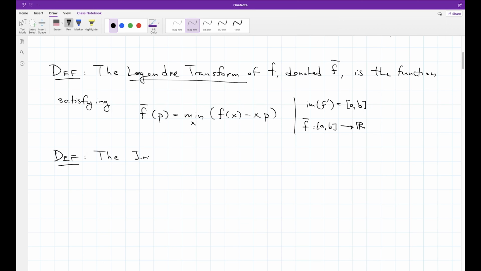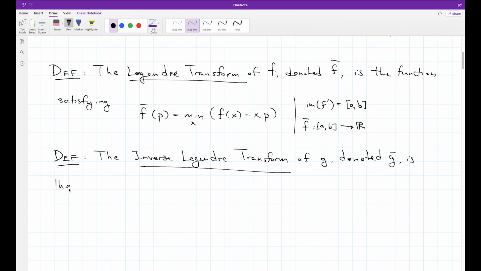So the inverse Legendre transform, let's say of G, denoted G bar. So I'm going to abuse notation a little bit here and just have bar mean either the transform or its inverse, is the function satisfying G bar, which is now going to be a function of x, is equal to the maximum over p of G of p plus px. Just for consistency, let me say px here as well.